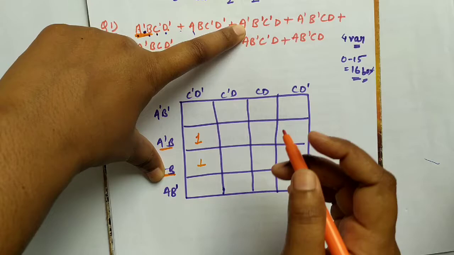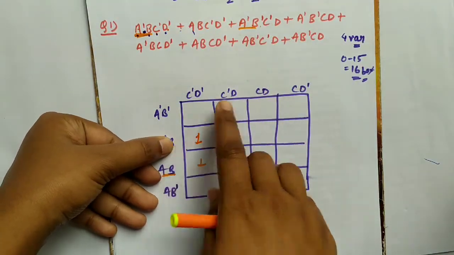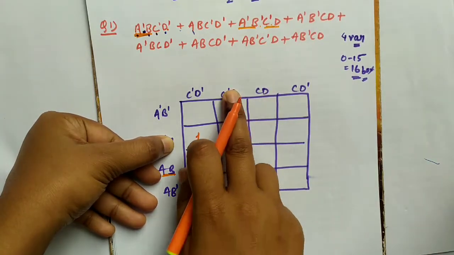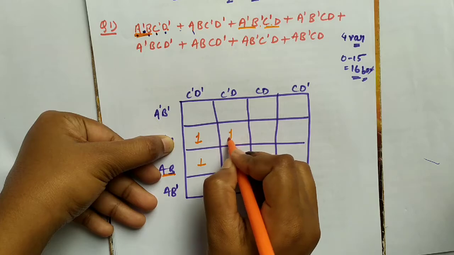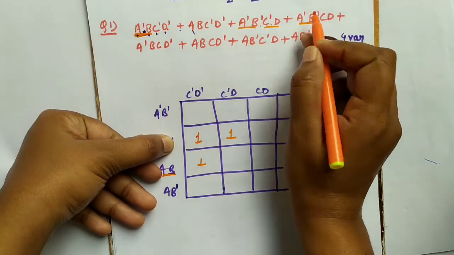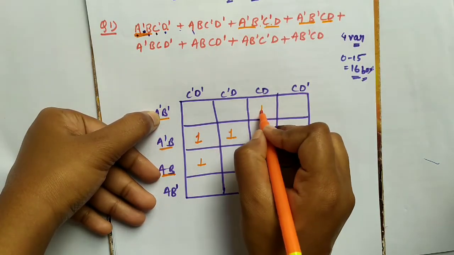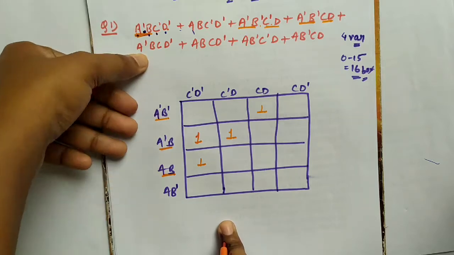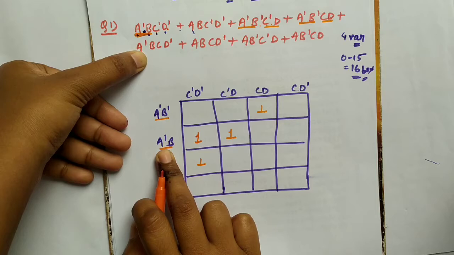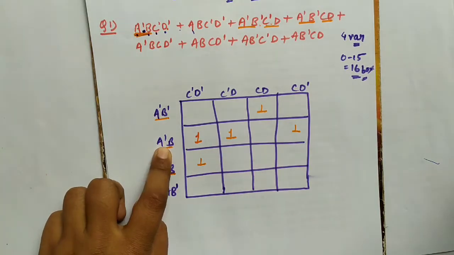Next A dash B, and the next two values are C dash D. This is the A dash B row and the second column, C dash D, so here we can write 1 also. Next one is A dash B dash and CD. So it is the CD column. Next is A dash B and CD dash. Where is CD dash? This is the CD dash, so here we can write 1.